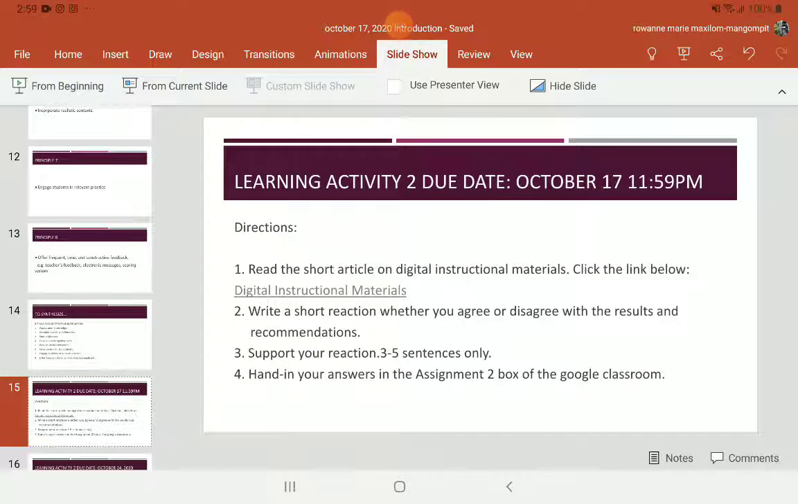Okay, now let's have learning activity number 2. This is a continuation of learning activity number 1 in the previous lesson, wherein you were able to watch a webinar and then reflect on it based on your practice in teaching. So I put here the date, October 17, until midnight. Anyway, you have more time for this. This is asynchronous, so after listening to my screen recording, you can now be ready to accomplish a task.